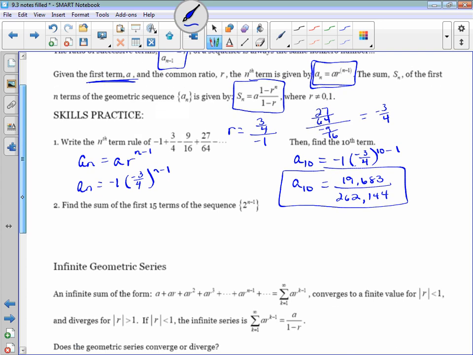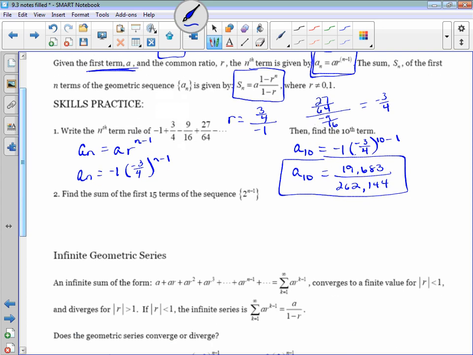Next one, we are going to find the sum of the first 15 terms of this sequence, 2 to the n minus 1. So let's jot down our formula if we're doing sum. S sub n equals a times 1 minus r to the n over 1 minus r. That is not written well. Sometimes my r's and n's look the same, and that's just not good.